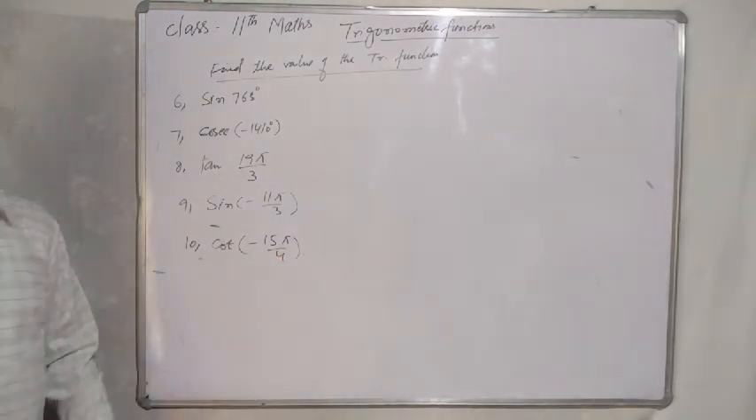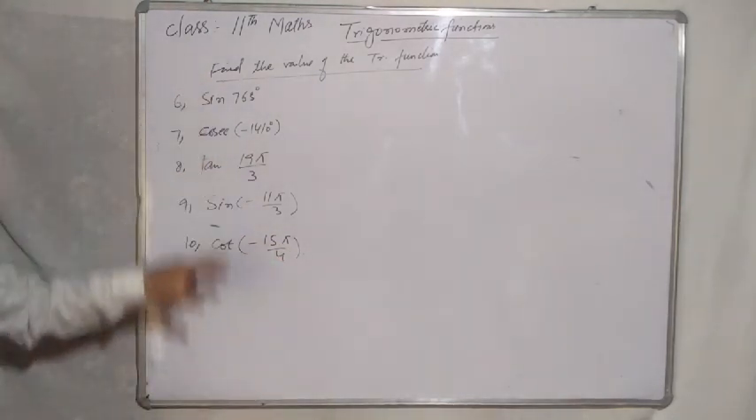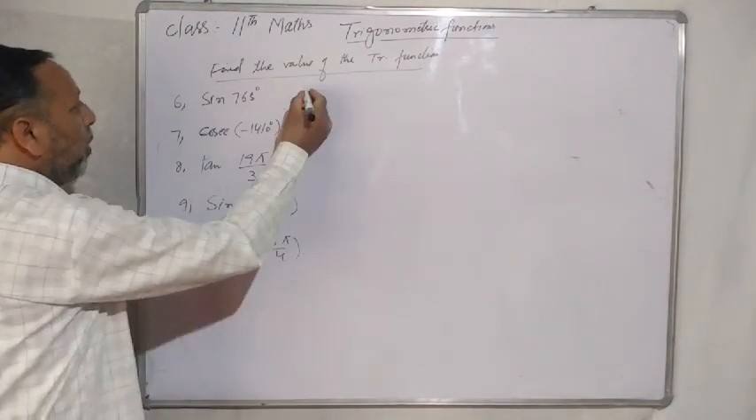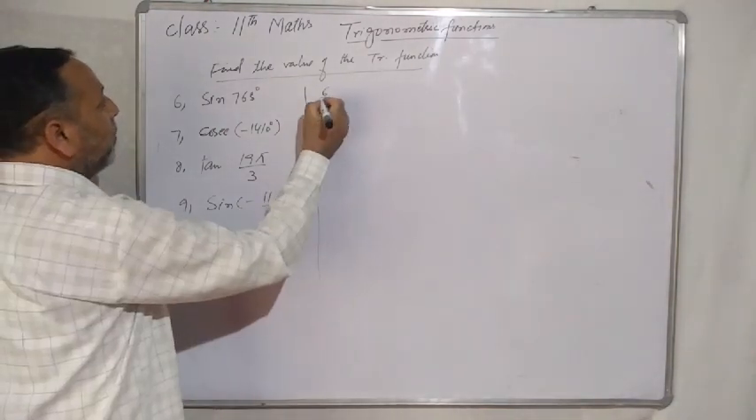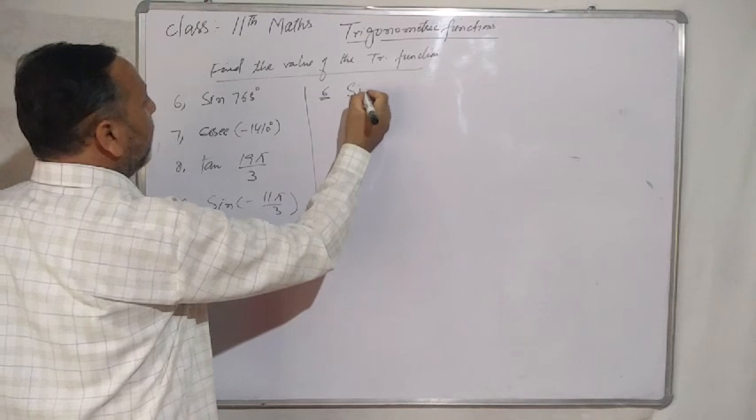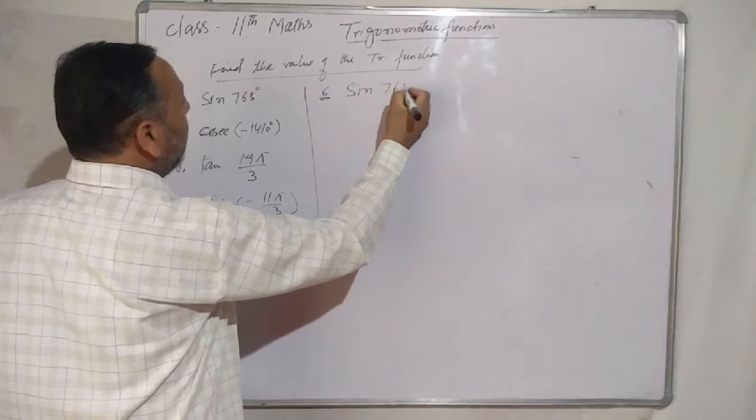Let us move to these questions now. How to solve these trigonometric functions. The sixth is sine of 765 degree.